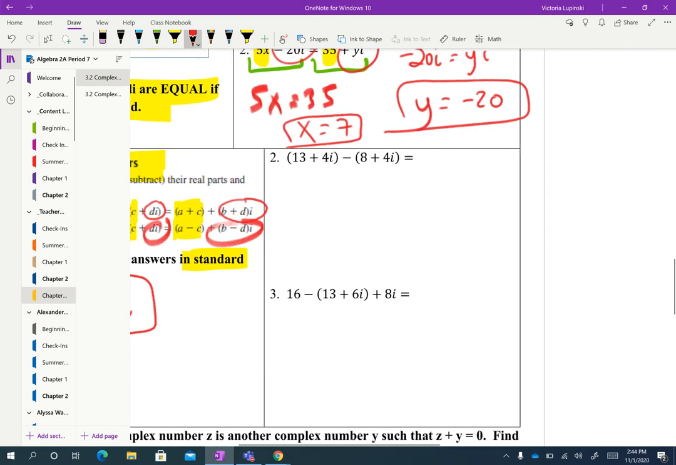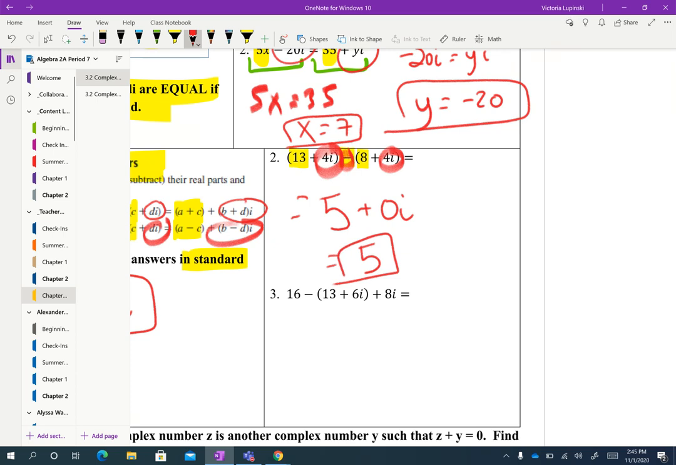For number 2, this is a subtraction. So even though you're still combining the real parts with the imaginary parts, you have to do so via subtraction. For the real part, you have to do 13 minus 8. 13 minus 8 gives you a real part of 5. Then you have to do 4i minus 4i, which gives you 0i. And when you have 5 plus 0i, you don't have to put the 0i. You can just go ahead and leave the 5.